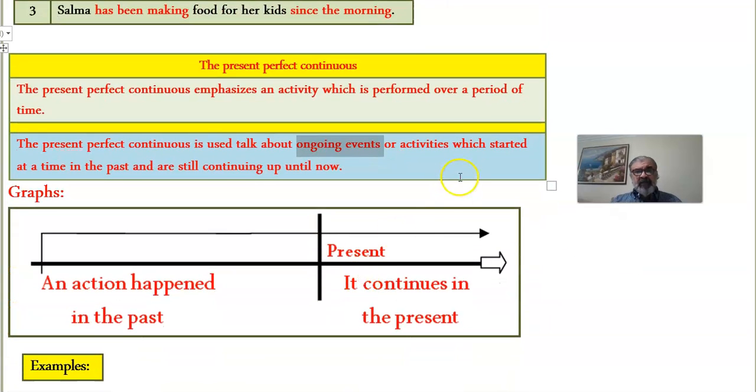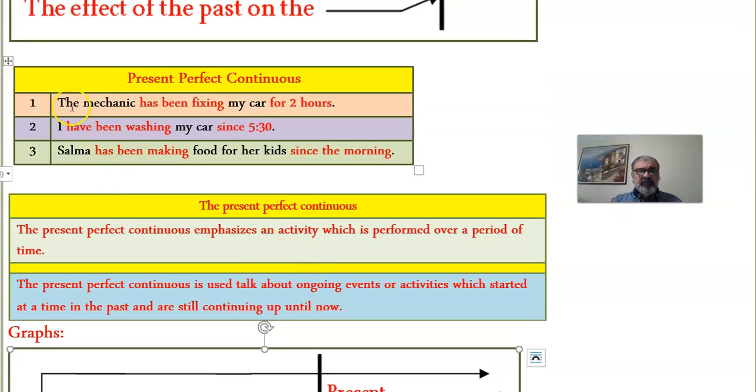That's why I say, or activities which started in the past, at a time in the past, still continuing up to the present. So it's an action that happened in the past, still continues in the present. So the mechanic has been fixing my car. He is still, keep this word in mind, still fixing it. I've been washing my car since 5:30. I'm still washing it.